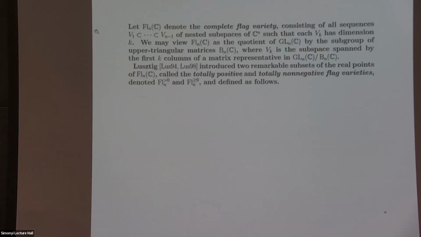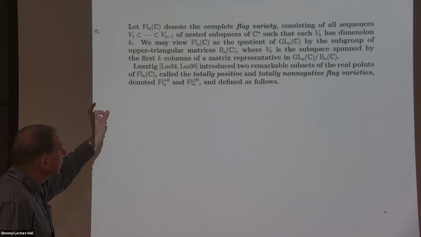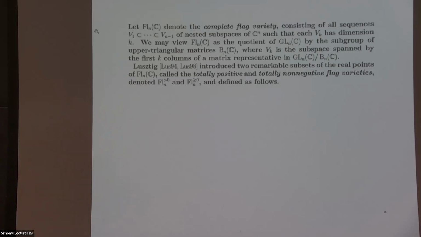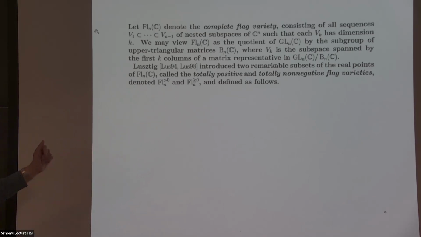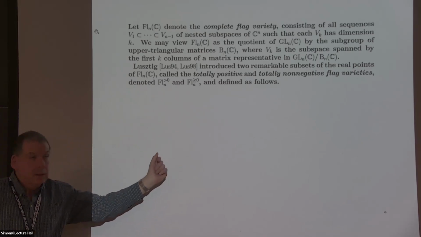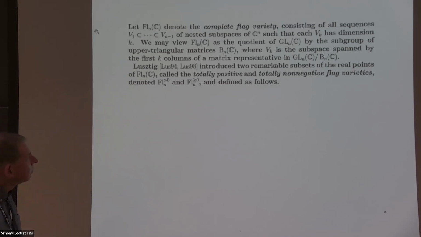All right, so let me say something now about totally positive matrices and how they extend to flag manifolds and Grassmannians, which is the thing that we were working on recently with Stephen. So let's look at FLN(C). This is the complete flag variety consisting of all sequences of nested subspaces of C^n. So V1 to Vn, I just take a nested sequence of subspaces, such that each Vk has dimension k. And you can view this as the quotient of GLN(C) by the subgroup of upper triangular matrices. So it's just GLN(C) mod BN(C).